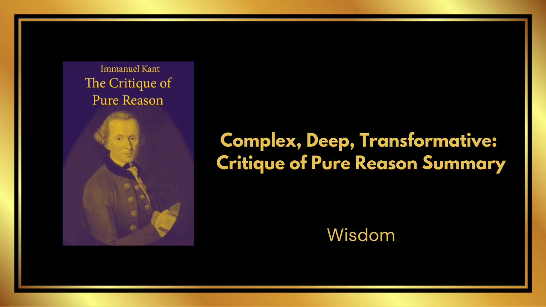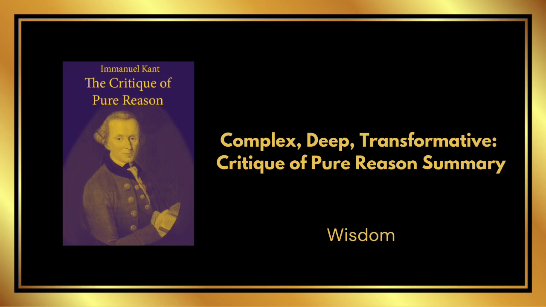Part 1. The Problem of Knowledge. Kant begins by questioning the very foundation of knowledge. The rationalists, like Descartes, believed that knowledge comes from reason and innate ideas, while empiricists such as Locke and Hume argued that knowledge is derived entirely from sensory experience. Kant, however, proposes a third alternative.